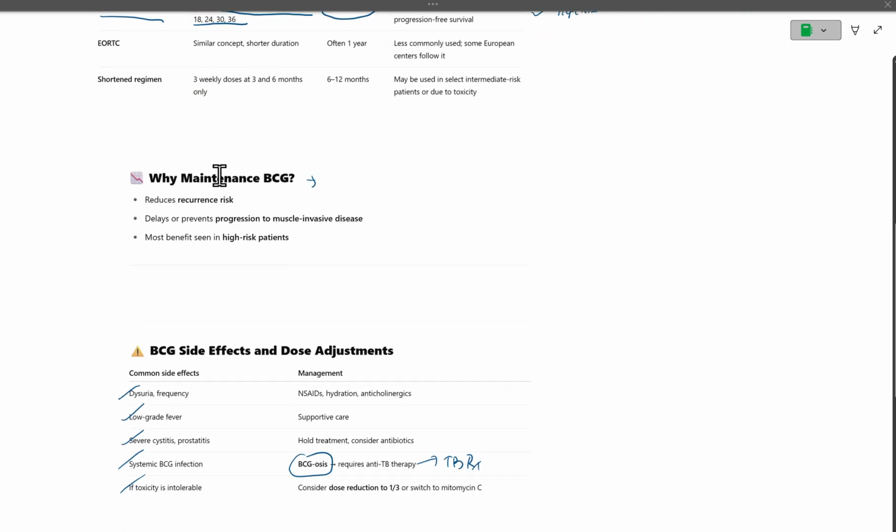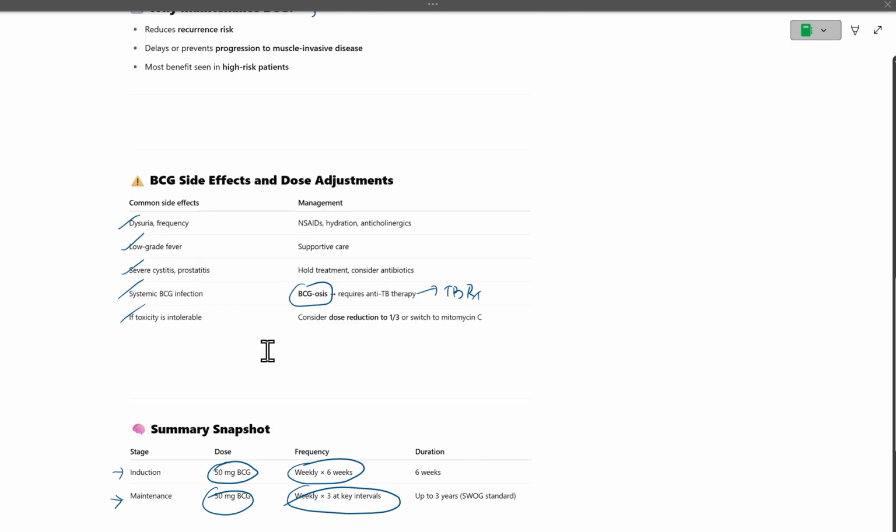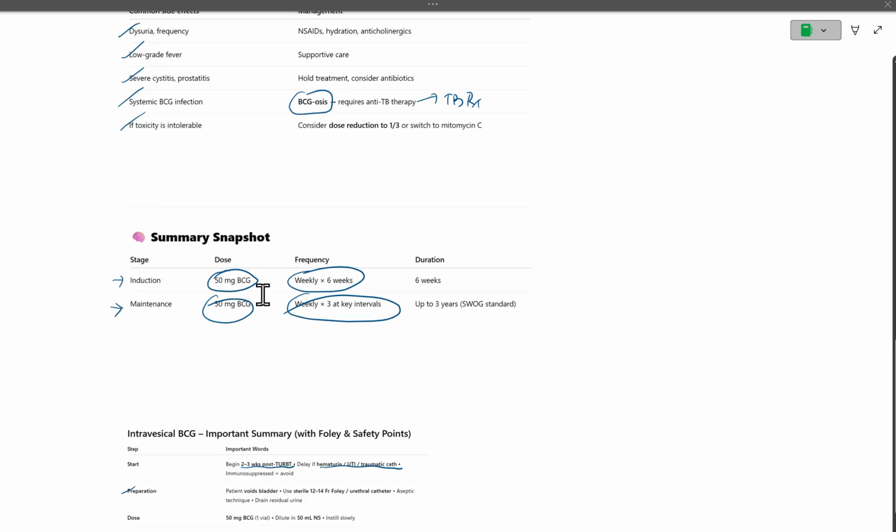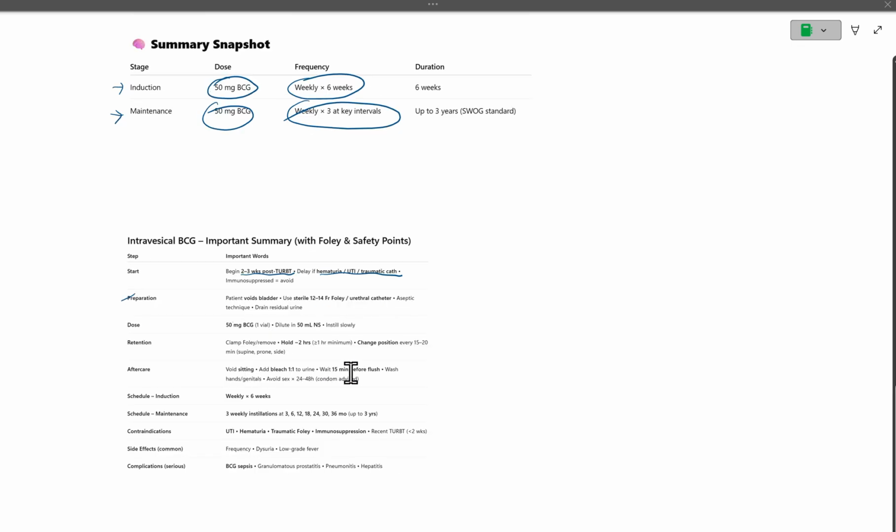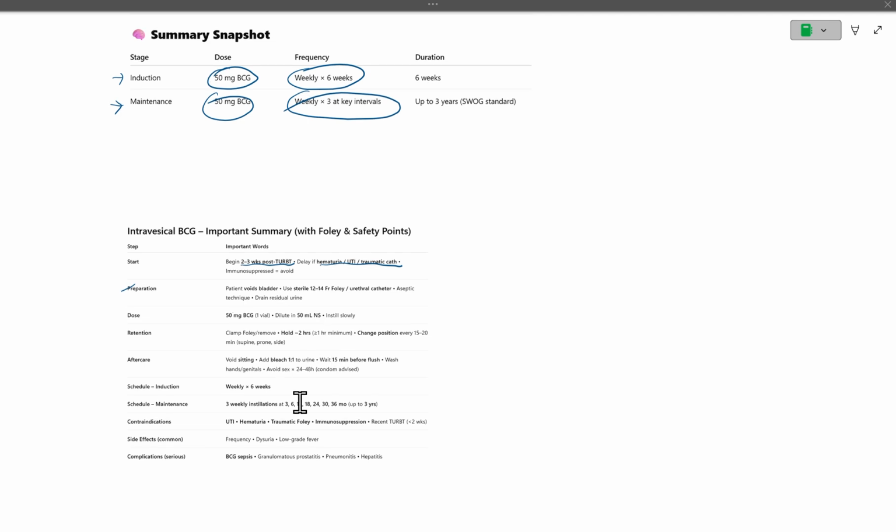Why give BCG? It acts like a local immunotherapy, and it could cause dysuria, low grade fever, prostatitis, or systemic BCG infection. You can give induction BCG weekly for 6 weeks and maintenance BCG at 3 weekly intervals, same thing that we discussed. 50 milligrams of BCG, one vial, we'll dilute in 50 ml of NS and give it. We'll hold it for 2 hours, but at least greater than 1 hour, and change position every 15 to 20 minutes. And we will observe the patient.